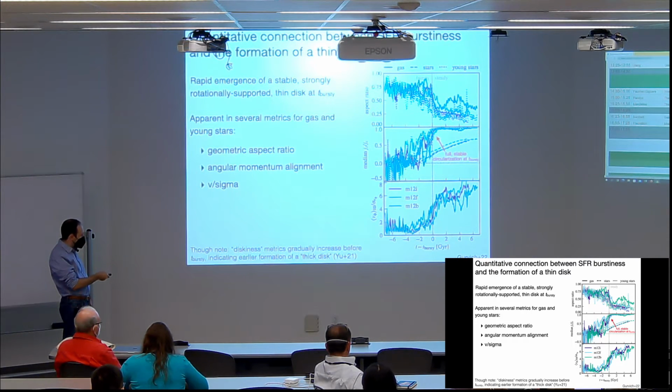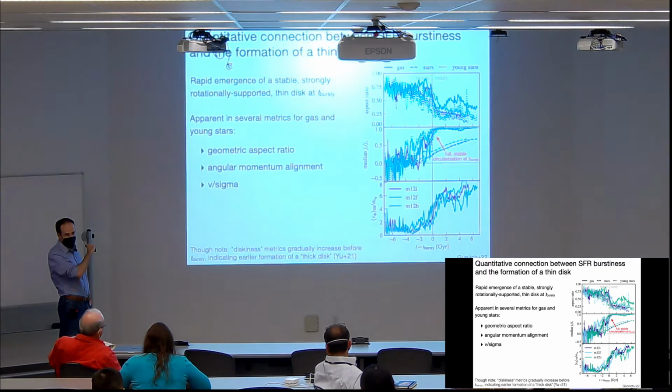Though again, there is certainly some angular momentum before T bursty, and that might correspond to an earlier formation of a thick disk-like relic that would be observed at later times. But the aspects that I'm going to be focusing on today are ones that change relatively rapidly at T bursty, and that might correspond to the formation of a really thin, long-lived gaseous disk.